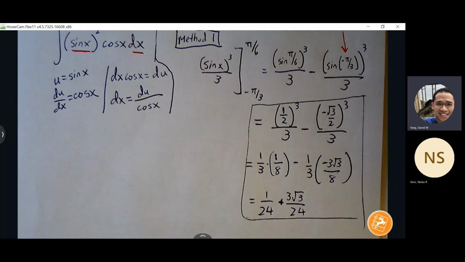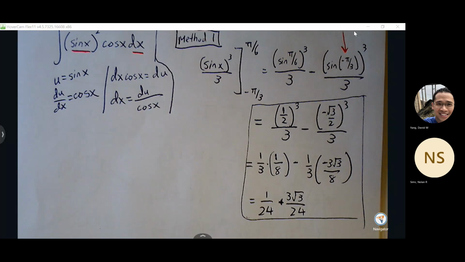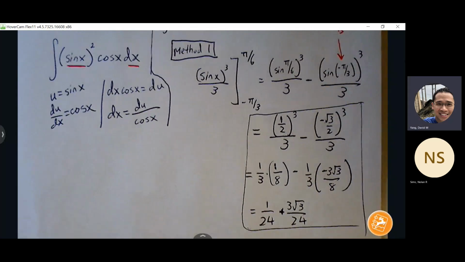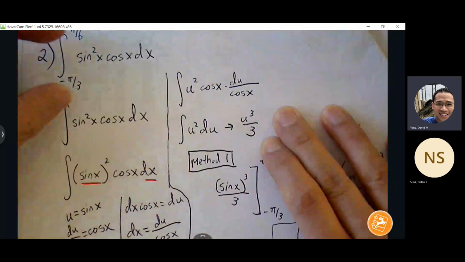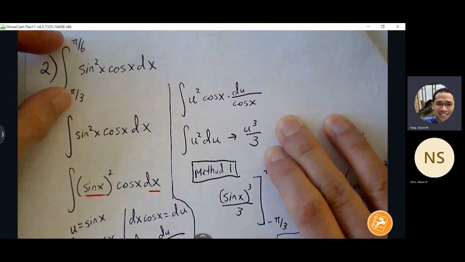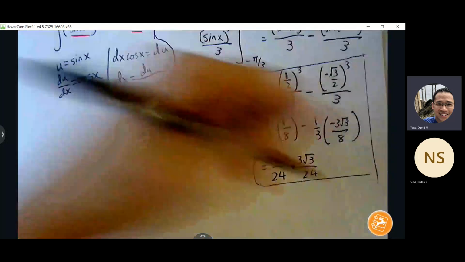Any questions, guys? Oh, that's right, second method. I haven't forgot about that. So the other method is where we're able to hold on to this u cubed over 3, but then we adapt these bounds to be in terms of u. Okay, so here's method 2.